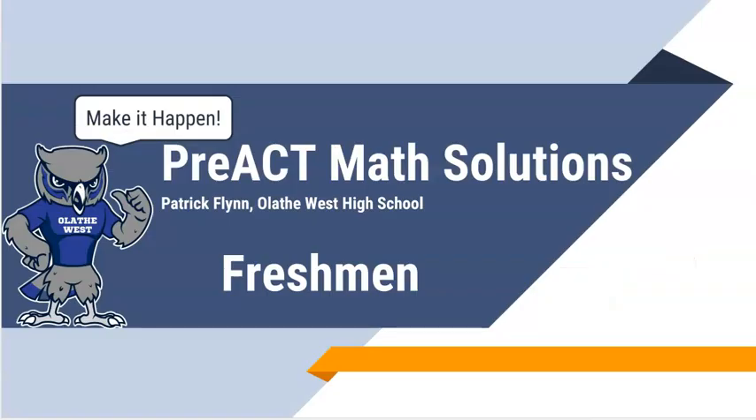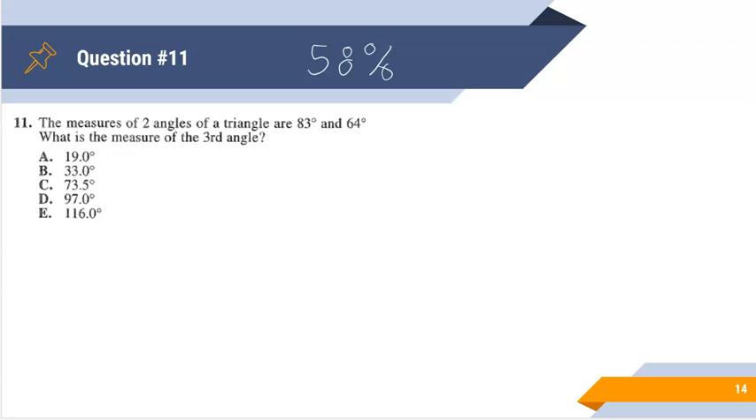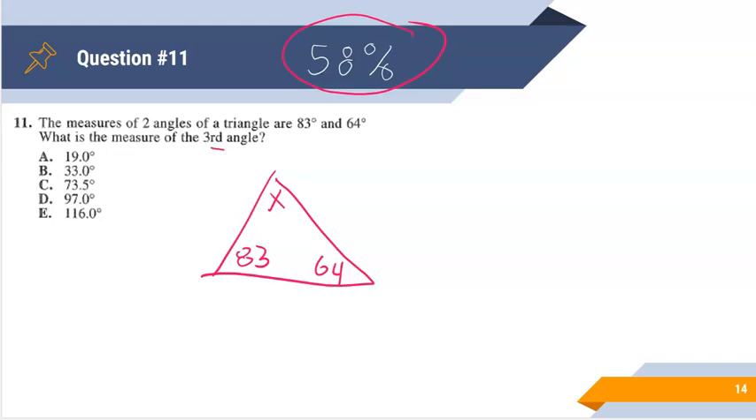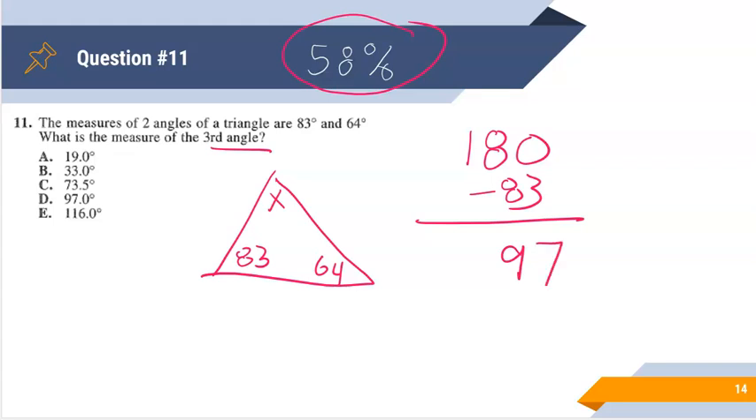Okay, Owls, we're going to be going through the next 5 answers on the pre-ACT math section. Question number 11, 58% of us got this correct. We're told that we have a triangle where the angles are 83 and 64, and we need to find out what the third angle is. Well, we should remember that all 3 angles in the triangle add up to be 180. So if I start subtracting the angles from there, and I would hope you would use your calculator on this, we wind up with an answer of B, 33.